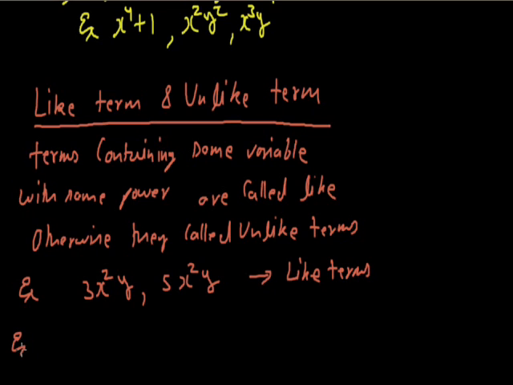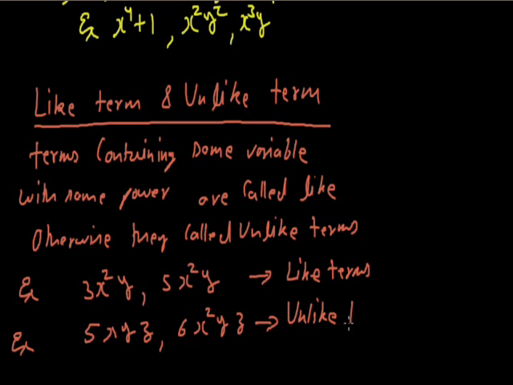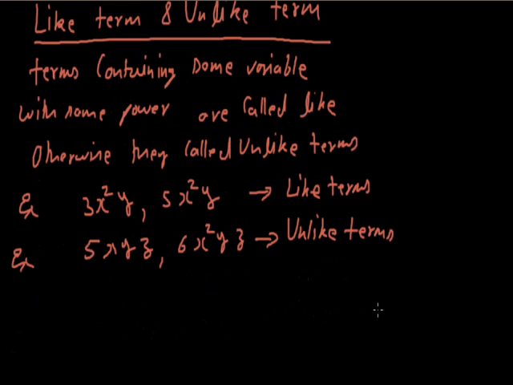Let's take one other example: 5xyz, and let's say 6x square yz. So in these two terms the variables are the same, that is xyz. Here is also xyz, but here the power of x is 1 and here the power of x is 2. The y and z have the same powers, but the power of x is different. So we say that these are the unlike terms. These are not like terms. Why? Because the power of x is different. So in this way we can define the like terms and unlike terms.